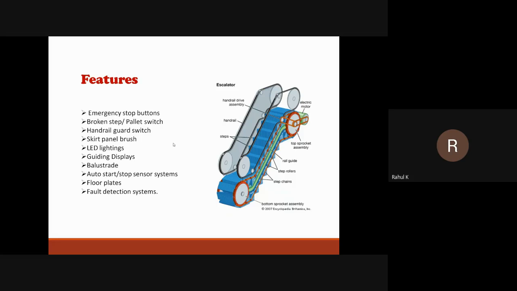On the right, we can see the pictorial representation of the parts or components of the escalators. It's a basic diagram, and you can also see the electric motor behind the main representation. That's the driving force for any escalator, as said before.